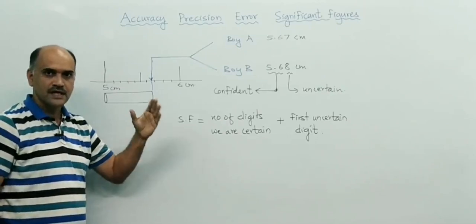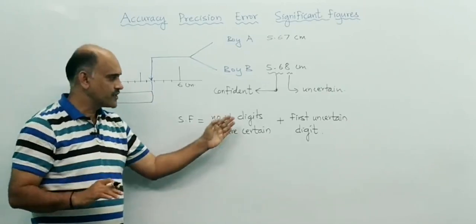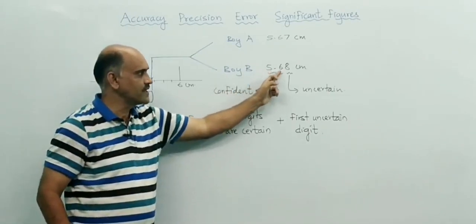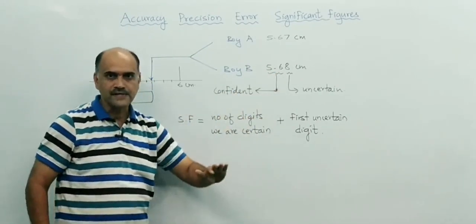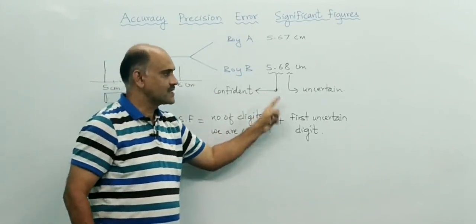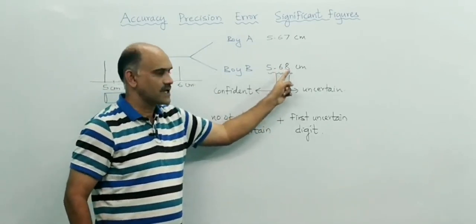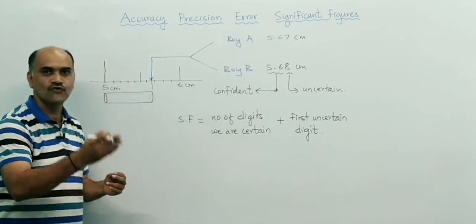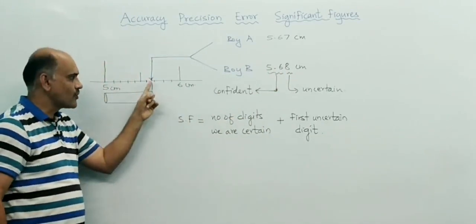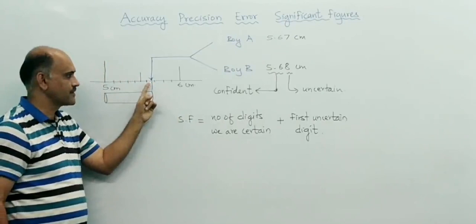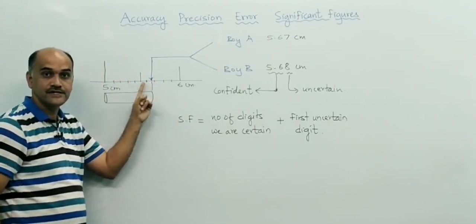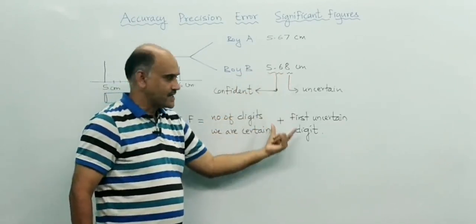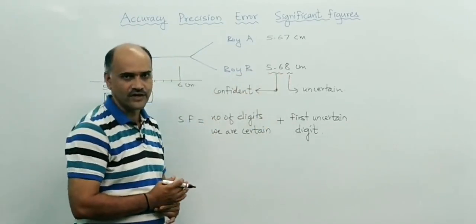Clear, students? It is the number of digits we are certain or confident about. So first two digits we are confident about, plus the first uncertain digit, that is 8. Some may say it is 5.6824, sir. But they are not confident about further digits, because the marking is not there. So that together we call significant figures.